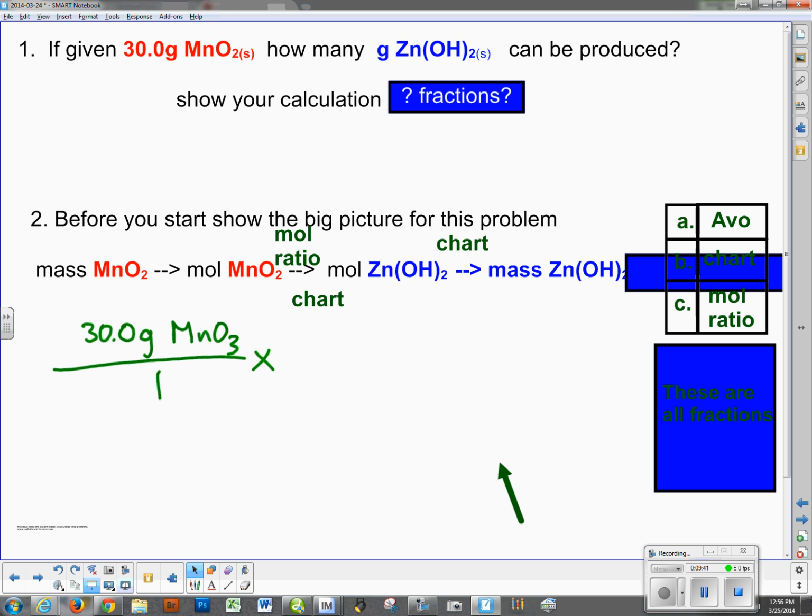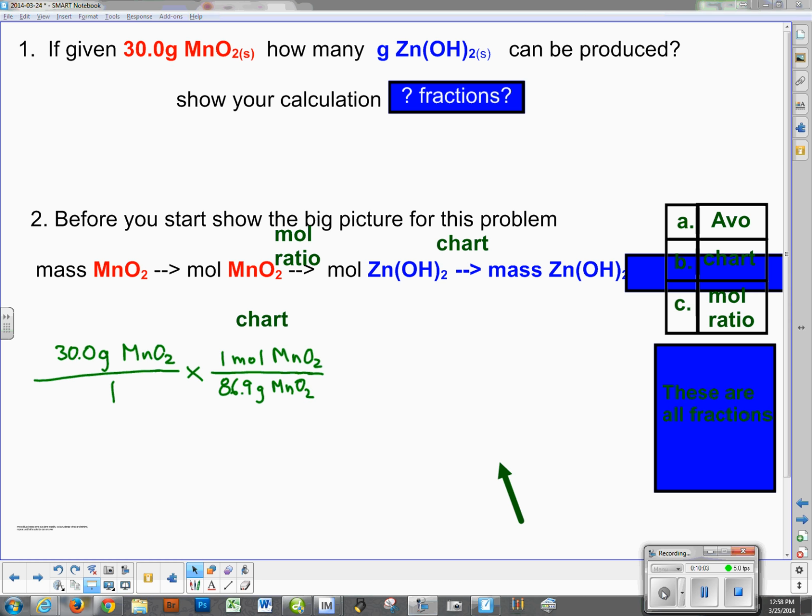And let's just take the chart right here. We're going to figure out the molar mass of manganese dioxide. Whoops. Manganese 4 dioxide. And I had the wrong subscript there for the oxygen. 2. Okay, so let's go ahead and figure that molar mass. So once you calculate that out, you'll find that's 86.9 grams of manganese dioxide is equal to 1 mole of manganese 4 dioxide.